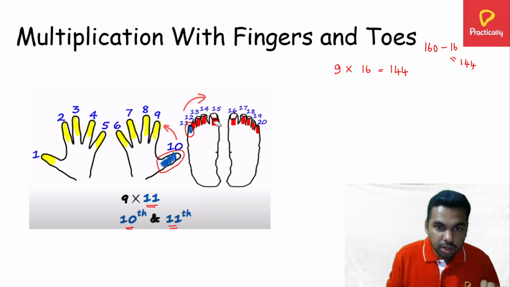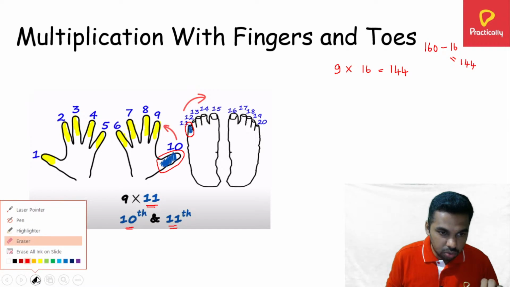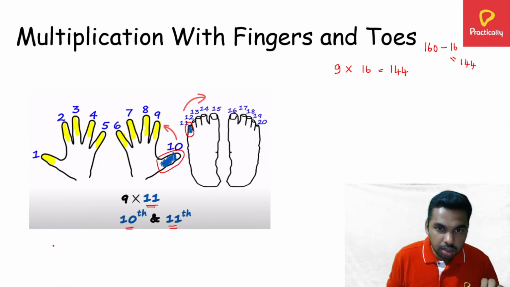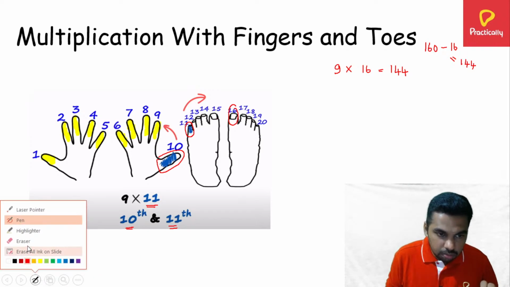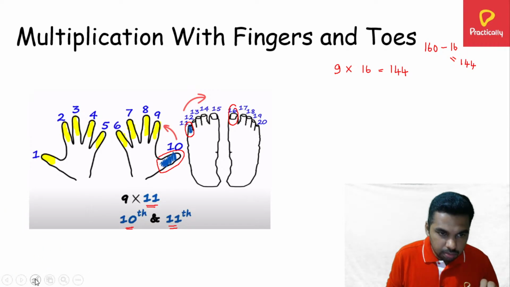So when we are doing it for the 16th position, what we can do here is take the pen and mark the 16th position. You have to take the 15th and the 16th together. The 15th is here, the 16th is here. Now we have to take it together and we'll start highlighting.